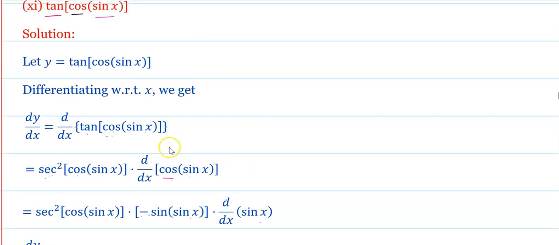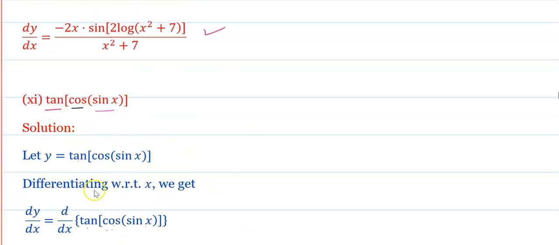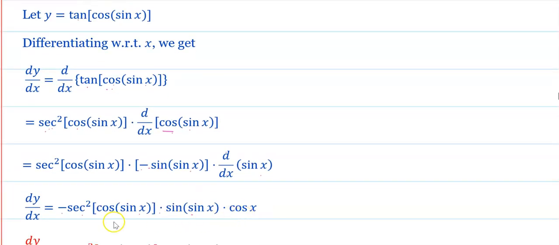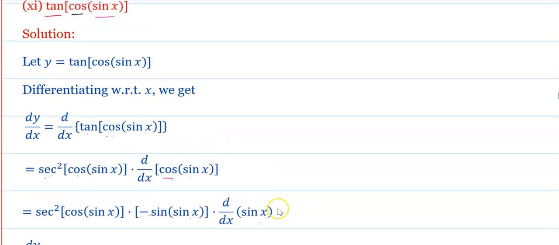Okay, पुन्हा इथे बघा मेन फंक्शन काय तर tan चा डेरिव्हेटिव्ह किती sec square cos of sin x, पुन्हा नंतर डेरिव्हेटिव्ह ऑफ cos of sin x which is the minus sine of sin x, again the derivative of sin x, which is the cos x, and you will get the answer. Now तुम्ही बघू शकताय.